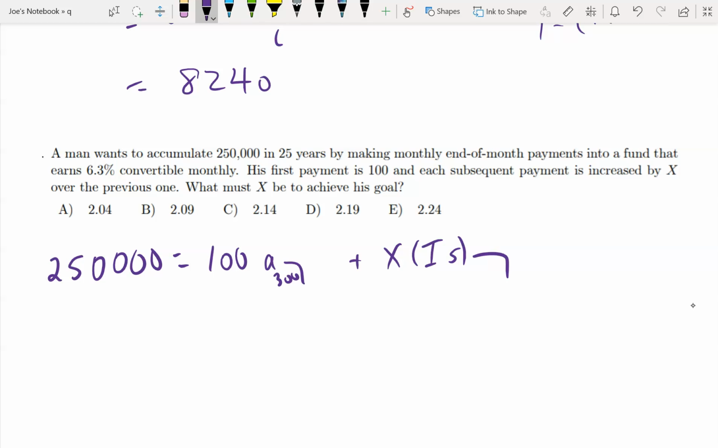Oh, I wrote A. Thank you. Yes, it should be an S. I wrote the wrong letter. I meant it to be an S. All right, we have $100 payments for 300 of them, correct?